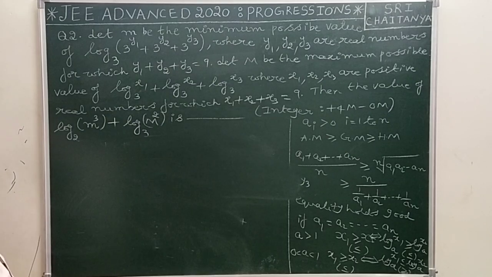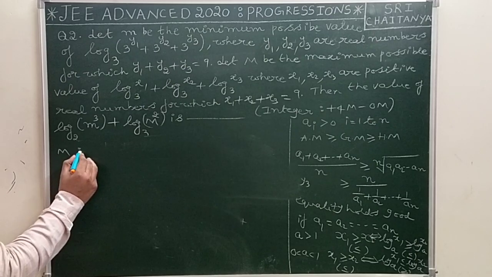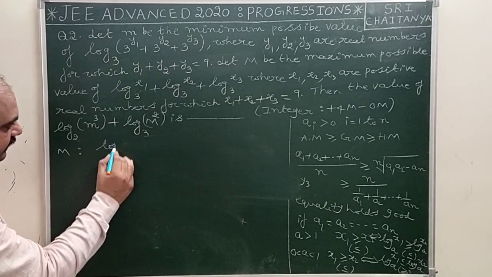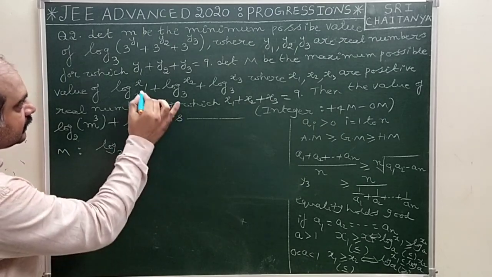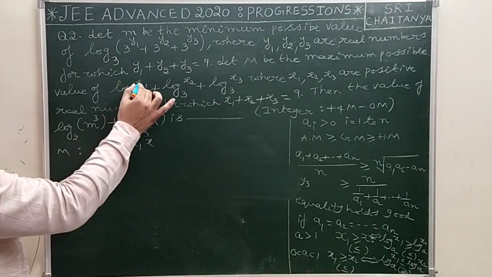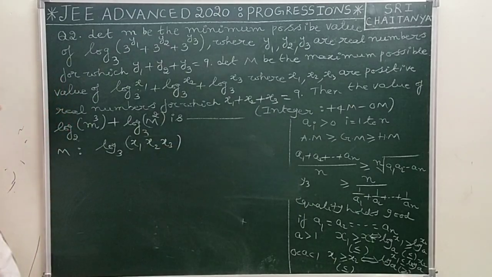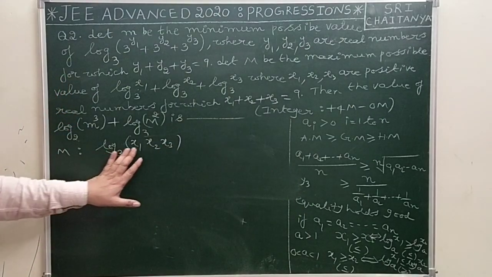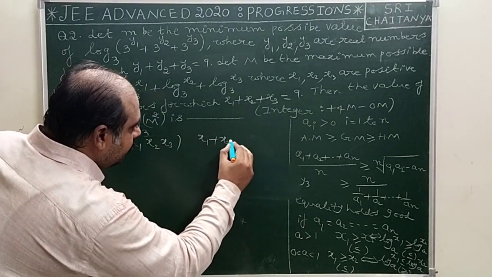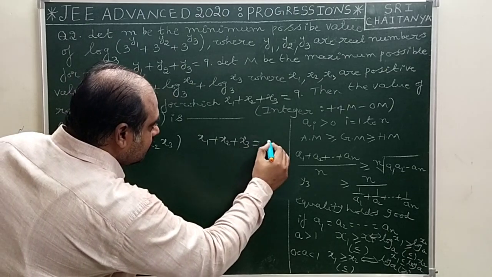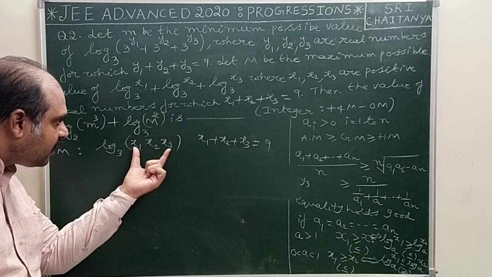So clearly, the second one, capital M, the maximum value of what is given, is clearly log 3. This plus this means log of the product of numbers, according to the logarithm definition. You need to calculate the maximum value of this, given the sum.